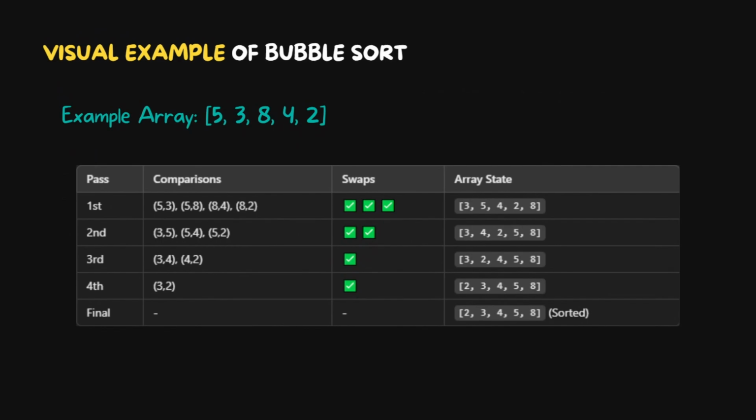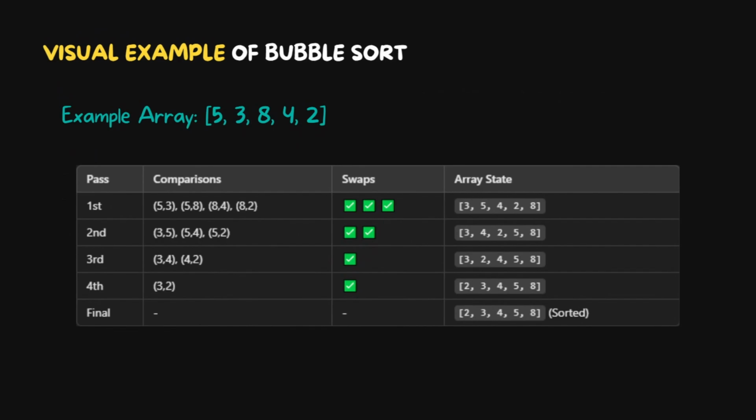Let's take an example array 5, 3, 8, 4, 2 and sort it using bubble sort. This is the step-by-step sorting process. In the first pass, there will be 3 swaps and the array will be 3, 5, 4, 2, 8. In the second pass, there will be 2 swaps. 3, 4, 2, 5, 8 will be the output. In the third and fourth, 1 swap is present. And finally, it will be sorted and the result will be 2, 3, 4, 5 and 8. With each pass, the largest unsorted element moves to its correct position.